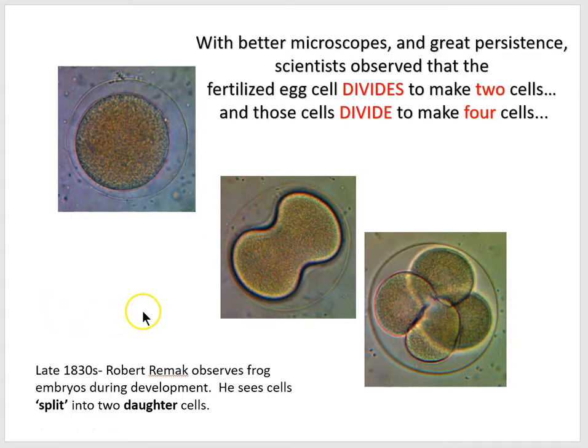Well, in the mid-1800s, with better microscopes, people like Robert Remak were patiently observing the eggs of frogs, and he witnessed directly with his own eyes, after hours of observation, one cell dividing into two cells. And those two cells would later go on to divide into four cells. So Remak and others were witnessing direct evidence that new cells emerge from pre-existing cells, that one cell can divide to make two daughter cells, and these two daughter cells can go on to divide to make four cells, etc.